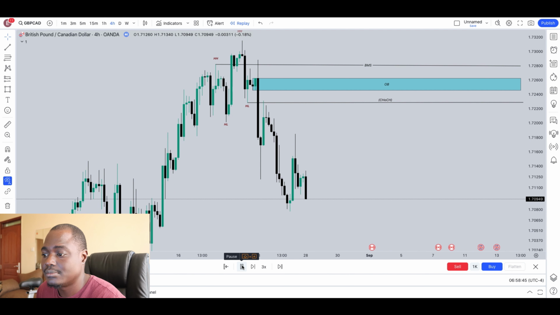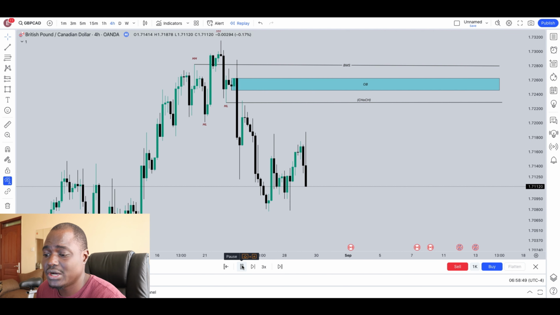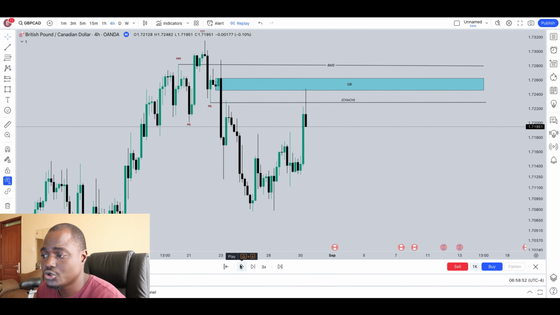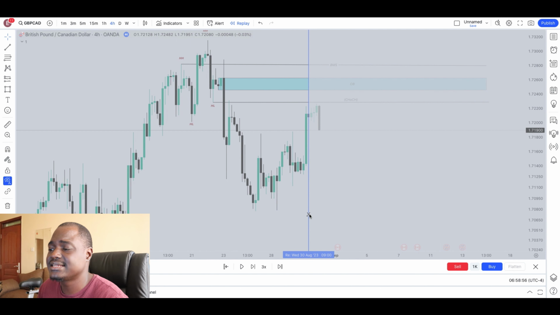So all you have to do is practice a lot of patience. Perfect. I can see that the market was able to respect my second condition. No, my third condition, because I was able to identify the overall trend. I was able to identify a change of character. I was able to identify an order block. Now, in this case, the order block became my supply zone.